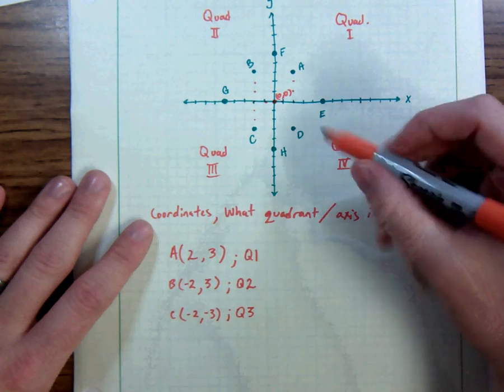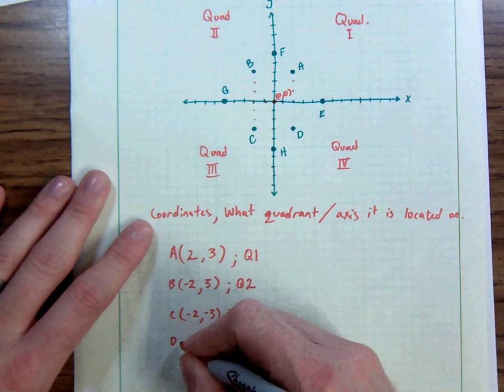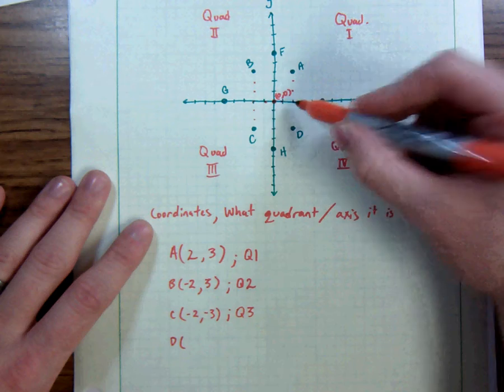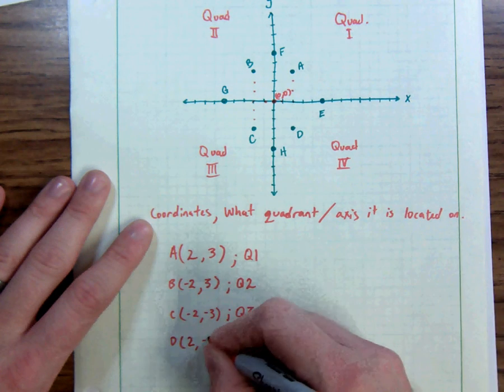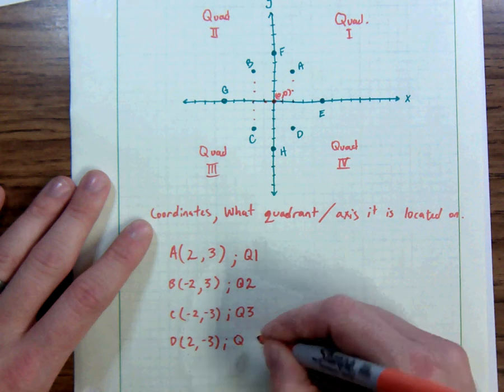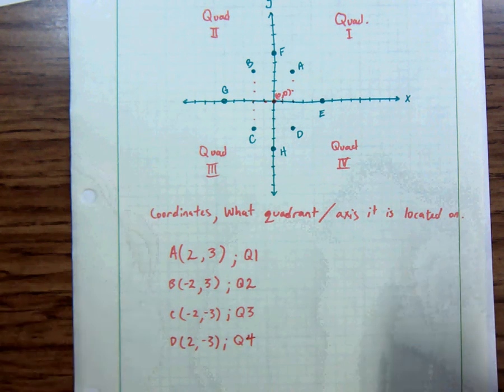And then finally we have D right here. Well, finally, we have a few more, but I'm going to stop at D because I have a point to make. Positive 2 and negative 3, and is located in quadrant 4.